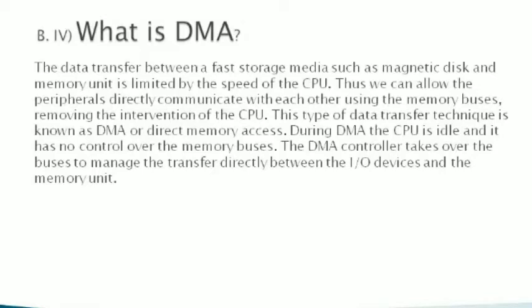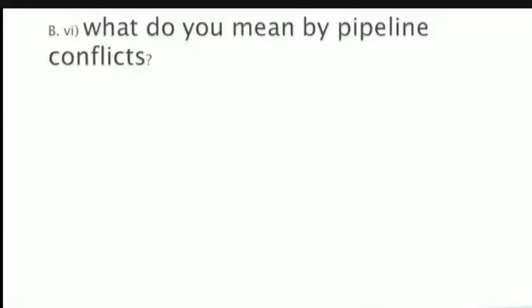During DMA, the CPU is idle and has no control over the memory buses. The DMA controller takes over the buses to manage the transfer directly between the IO device and the memory unit. Next, what do you mean by pipeline conflict?